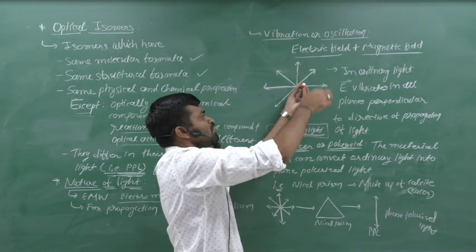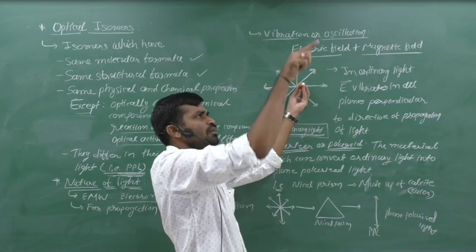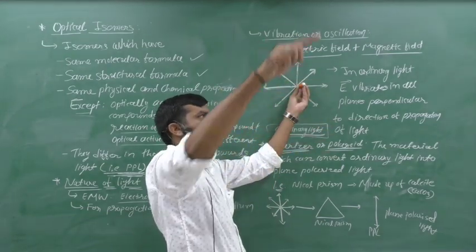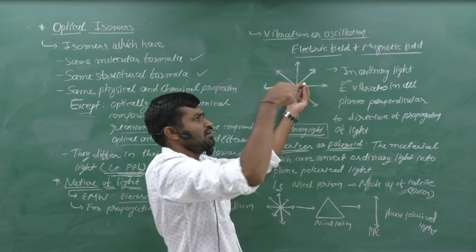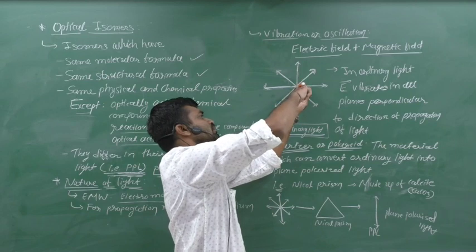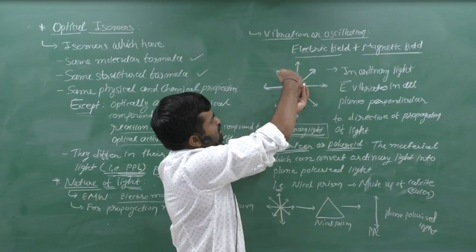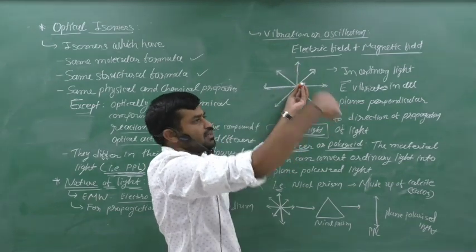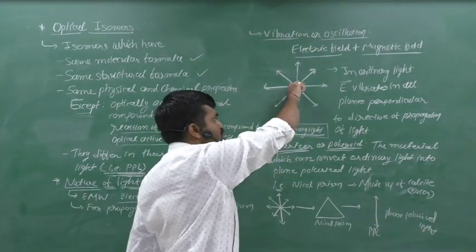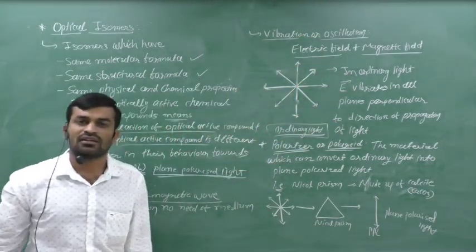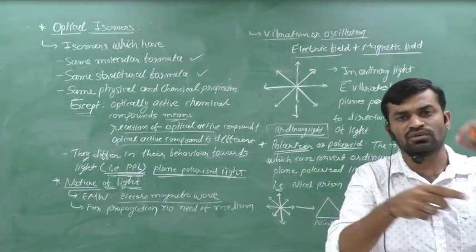This arrow means that it is the oscillation or vibration of the electrical field like that. It means that it is the oscillation or vibration like that. Clear? It is the vibration in this field and it is the vibration in this field. Means that if you have a direction of propagation of light, its electric field vibrates in all directions, in all planes.